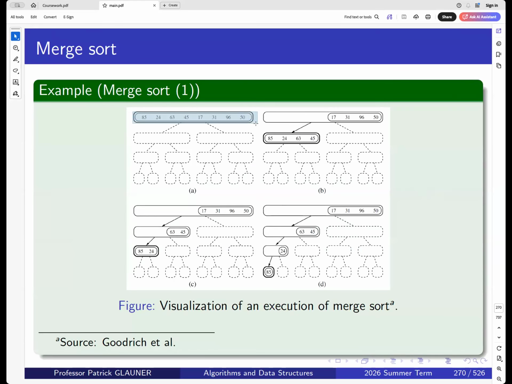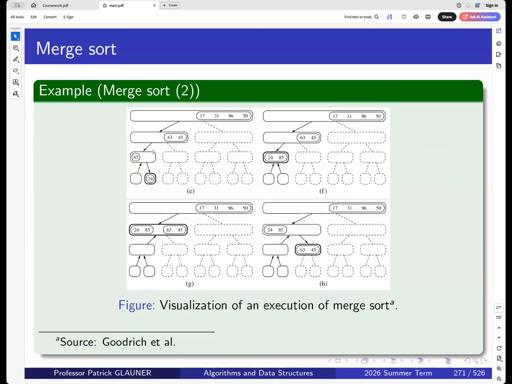So imagine I have my data set, which is 85, 24, 63, 45, 17, 31, 96, and 50. I would split it into a left sublist and a right sublist. This left sublist is still too big, so I still need to split it into smaller sublists, which is then 85 and 24. I still have the 63 and 45, which will come later. And the 85 and 24 will be split into single elements, 85 and 24.